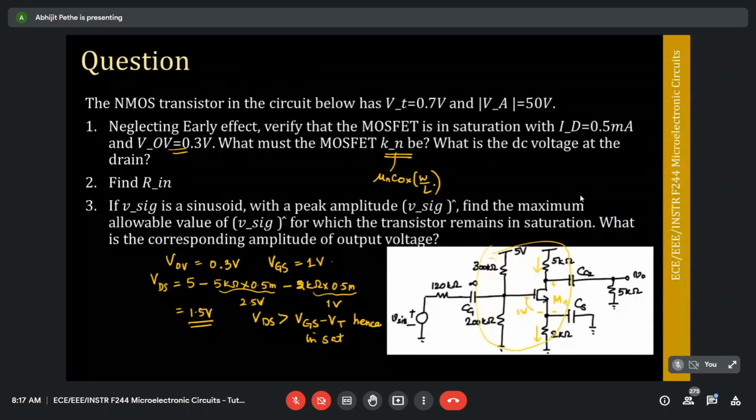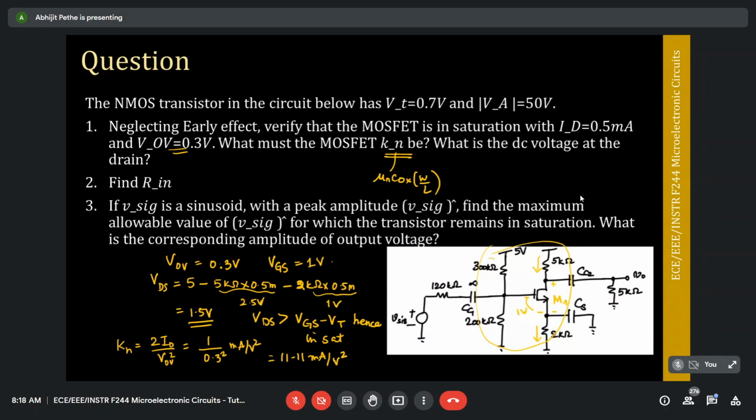So 1.11. Again, check 1.11 watt units. So it's 1/90. 1.11 milliamp. Okay, let's quickly do it. 2 ID by VOV square. Guys, after ED, this should not be difficult. 1 by 0.3, the whole squared, right? Milliamp per volt squared. 1 by 0.3 is 0.09. 1 by 0.09 is roughly 100 by 9, which is 11.11 milliamp per volt squared.